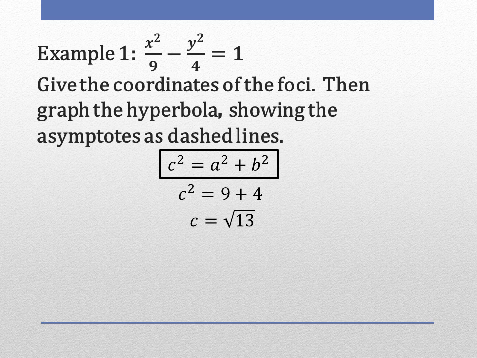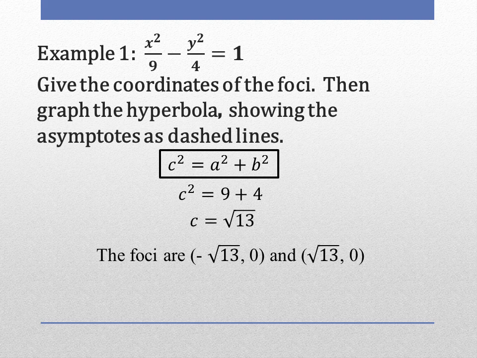Now the square root of 13 is the number that we will add and subtract to the x-coordinate of our center. And the x-coordinate of our center is 0. So we will add and subtract the square root of 13, and that will give us the foci. Now the next thing we're going to do is graph the hyperbola, and we will be showing the asymptotes as dashed lines.